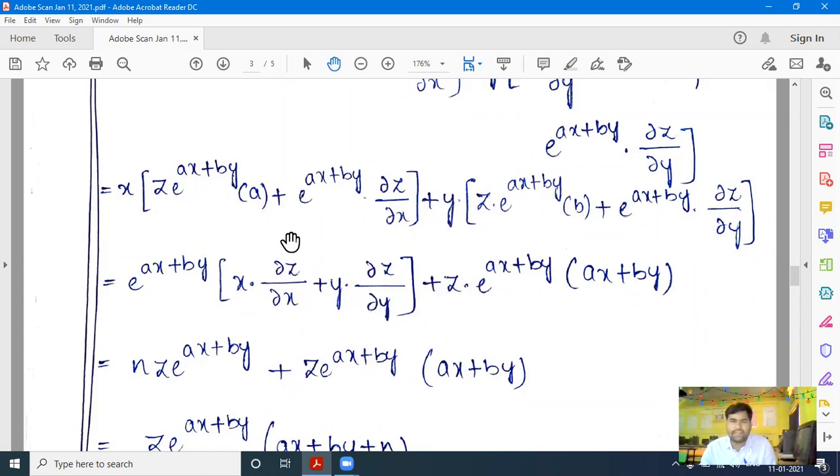Here also z is there. So we are taking z as a common into e power of ax plus by. E power ax plus by we are taking common, into remaining is what: a into x there and b into y is there. So this is ax plus by, ax plus by with e power ax plus by with multiplication. E power ax plus by and ax plus by are under multiplication, not in the power of e.